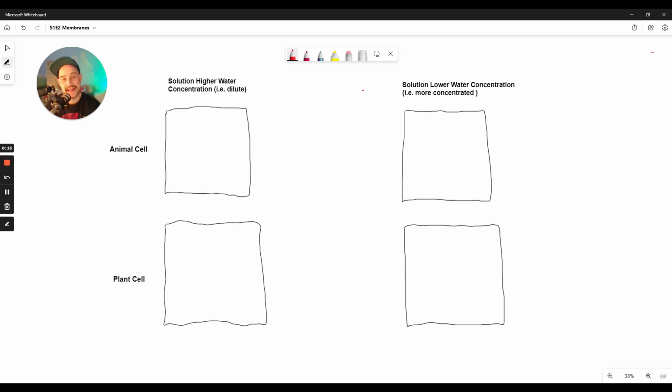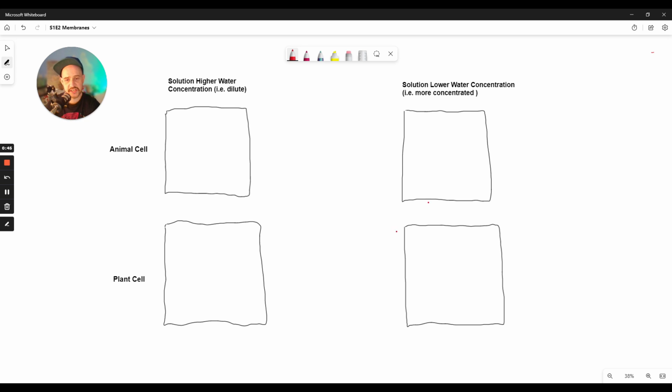So, welcome back. Now we're going to be looking at the effect of osmosis on cells according to what solutions they're placed in. This is a very common area of questioning in exams to see if you can apply your knowledge of osmosis to different situations. You'll have to be aware that different cell types, animal and plant cells, will behave differently when placed in solutions that are either more dilute, so a higher water concentration, or more concentrated solutions, lower water concentration.